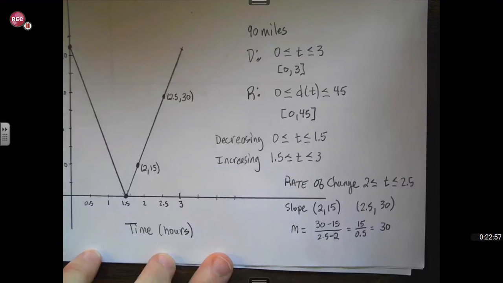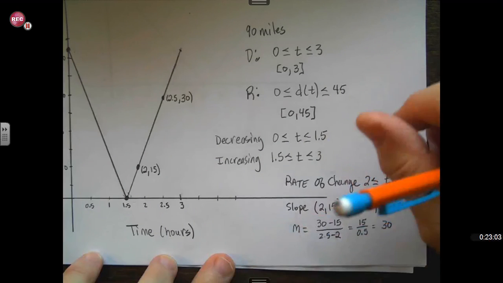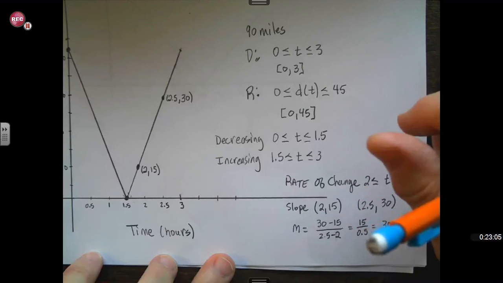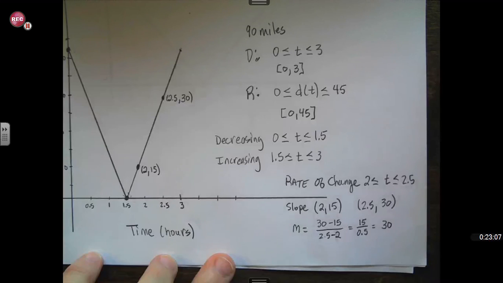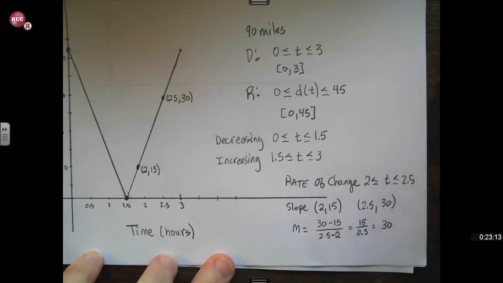And what that means is the rate of change represents the speed of the boat in miles per hour. Since the rate of change is positive, J's distance from the border is increasing. The boat is traveling at 30 miles per hour away from the border.